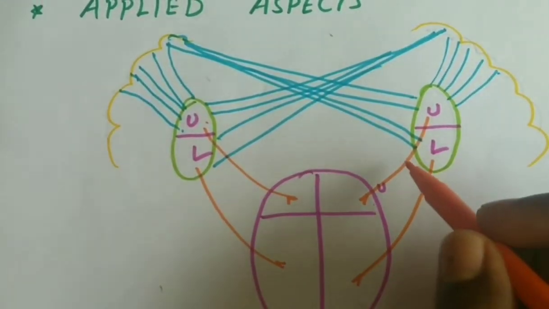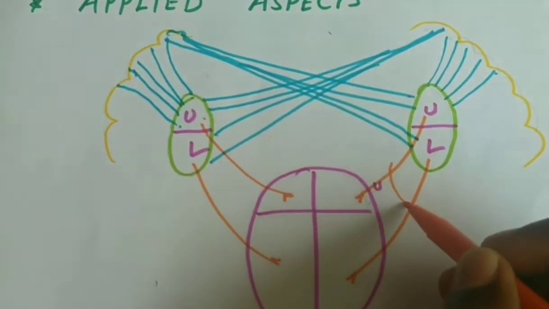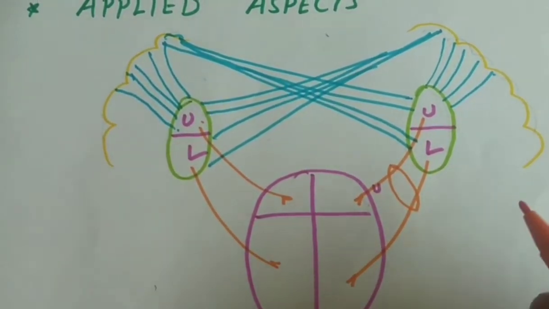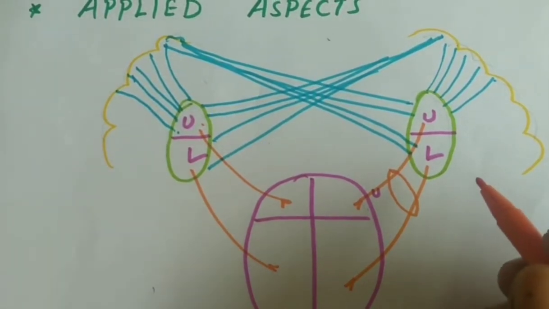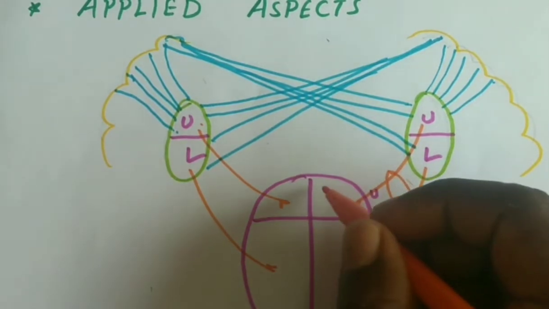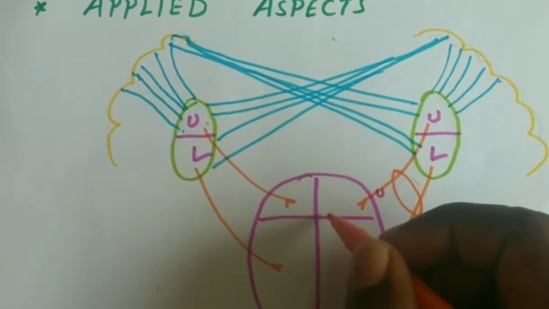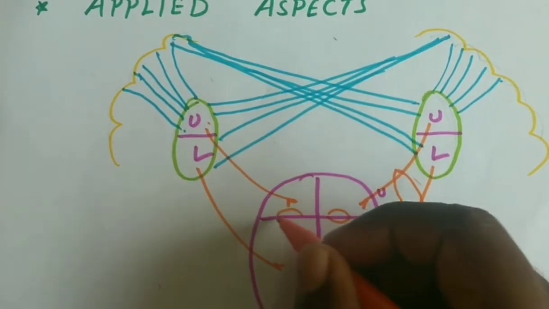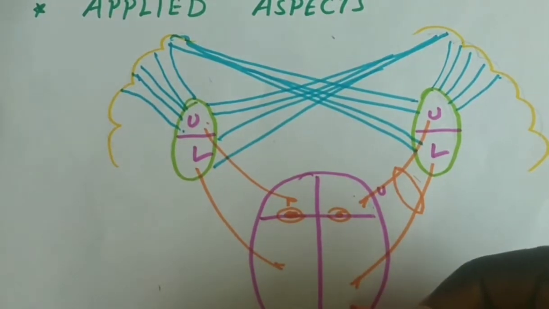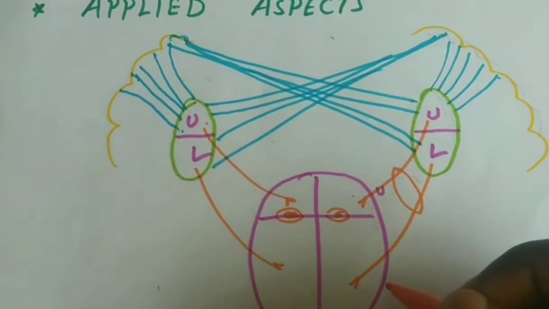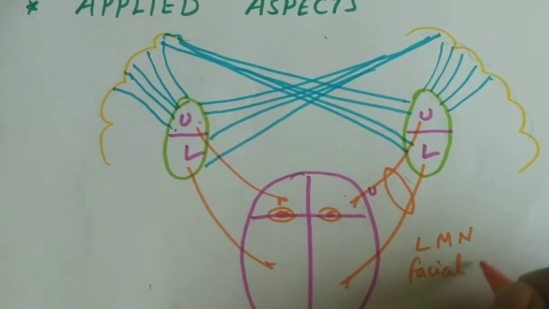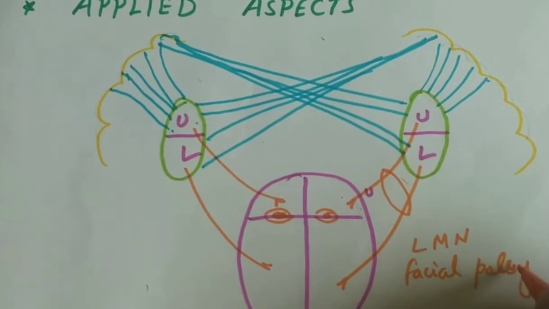Imagine in the case of Bell's palsy, that means the nerve is getting damaged. This is the nerve. The nerve is getting damaged in the middle cranial fossa, inside the middle ear. The most common place is inside the middle ear. If the nerve is compressed here, it will result in Bell's palsy. That means both the upper part and the lower part of the face on the same side are paralyzed. That is lower motor neuron facial palsy, or Bell's palsy.